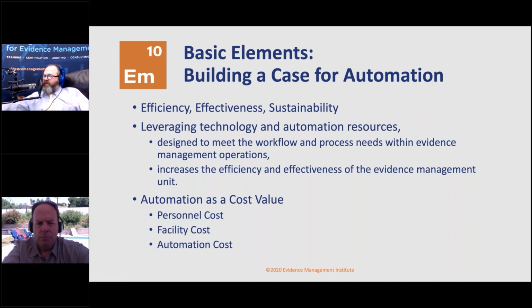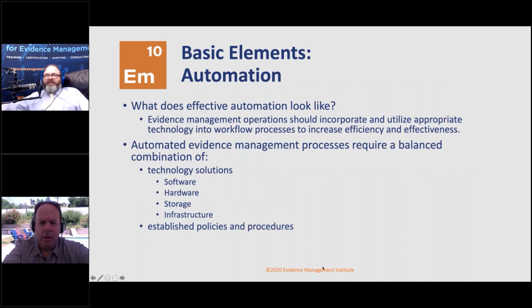So, what does effective automation look like? Well, it looks like you're more efficient, you're more effective, you're more sustainable. It is combining technology, hardware and software, different storage medias, different infrastructure items, great policies and procedures. But at the end of the day, automation needs to make you faster, better, stronger, more sustainable.